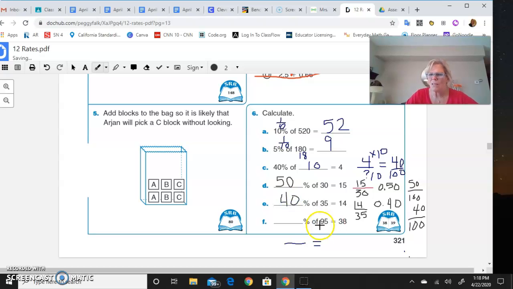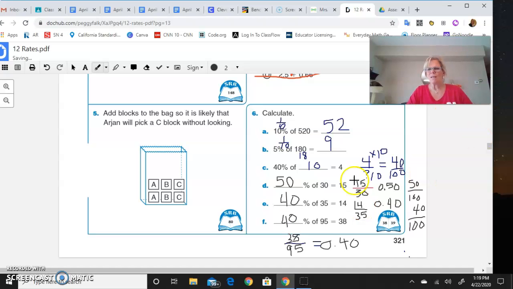Okay, same with here. What percent of 95? So 95 is my whole number. 38 is part of that. Okay, divide 38 divided by 95, and you're going to get this on your calculator. Okay, it's the same as this one up here. If I add a 0, that's 40 hundredths, which is the same as 40%, 40 over 100.